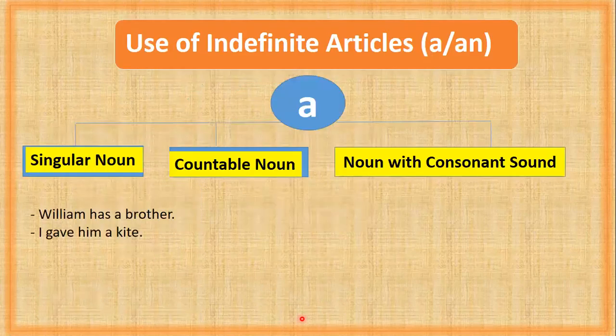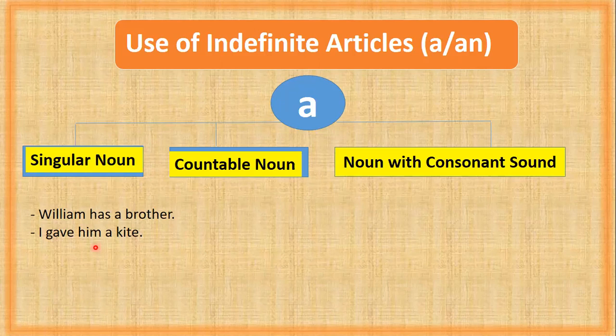Let's see the use of indefinite articles at first. So, let's begin with the use of the indefinite article a. We use the indefinite article a in front of a singular noun, a countable noun, and a noun with a consonant sound. Or let's say, the use of the indefinite article a depends on three conditions. They are: the noun has to be singular, countable, and the noun must have a consonant sound.